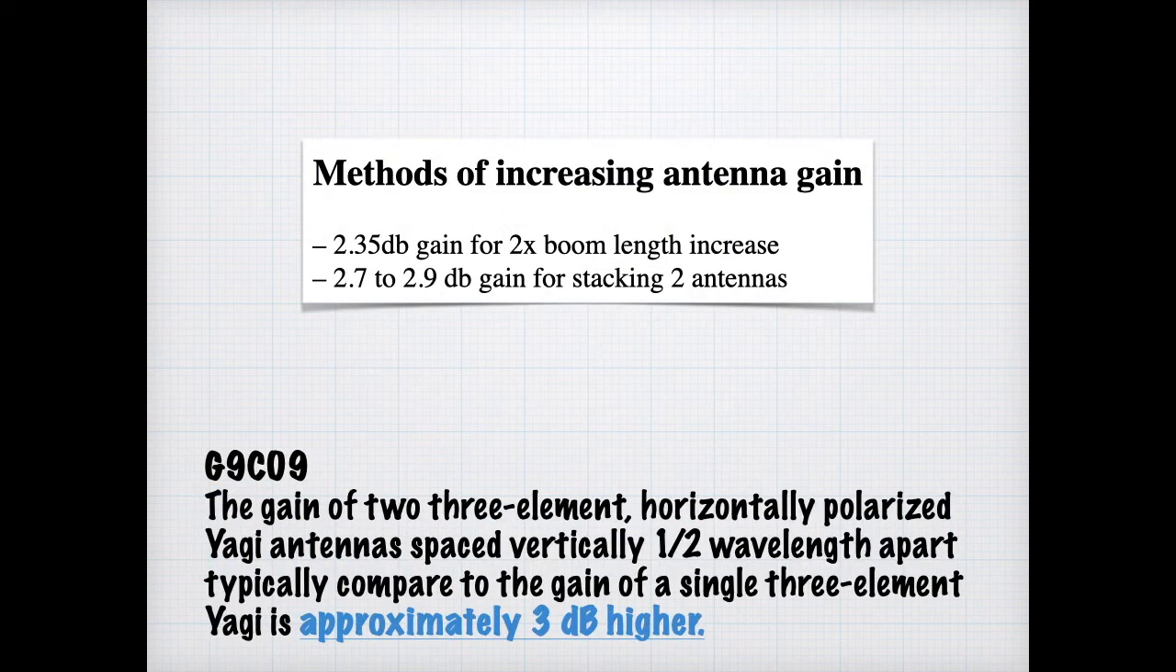Earlier, we talked about increasing antenna gain by increasing the boom length. There's also the notion of stacking antennas, which gives you significantly better gain. For the exam, you need to know that the gain of two 3-element horizontally polarized Yagi antennas spaced vertically 1/2 wavelength apart typically compares to a single 3-element Yagi antenna as being approximately 3 dB higher.